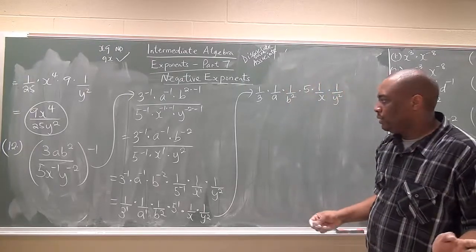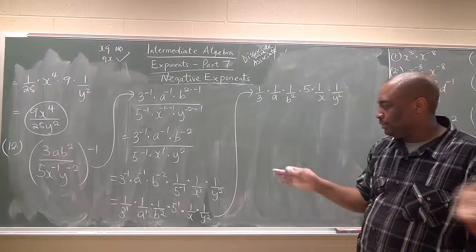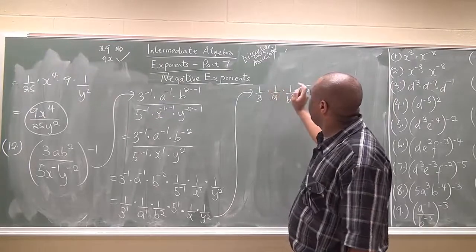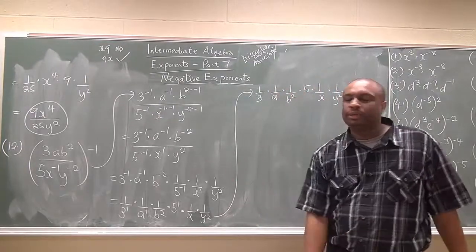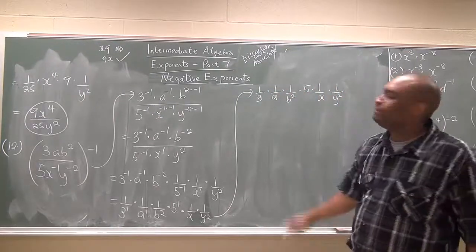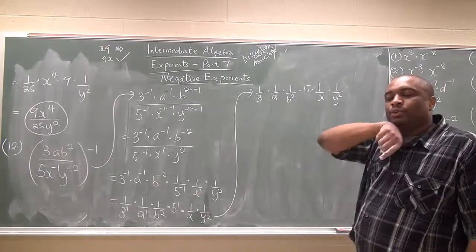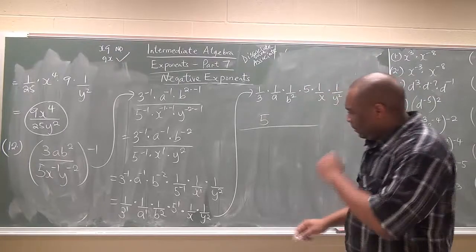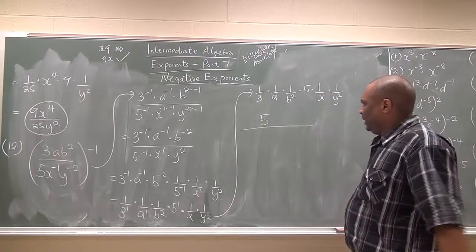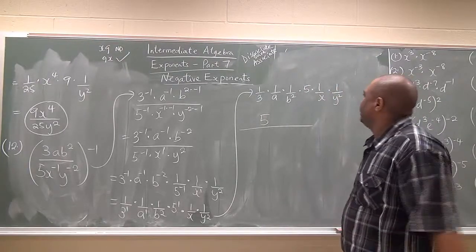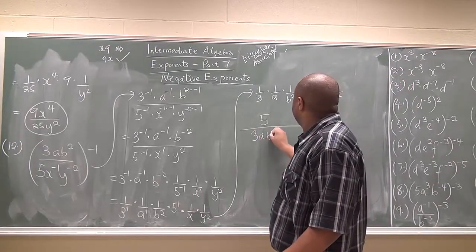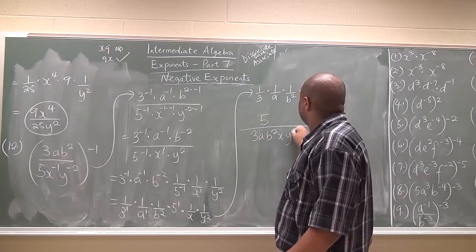And guess what we can do now? We can associate. So this will be 1 times 1, 1 times 1, 1 times 5, 5 times 1, 5 times 1 again, 5. So this is 5 over 3 times a, 3a times b squared times x times y squared. 3ab squared xy squared.